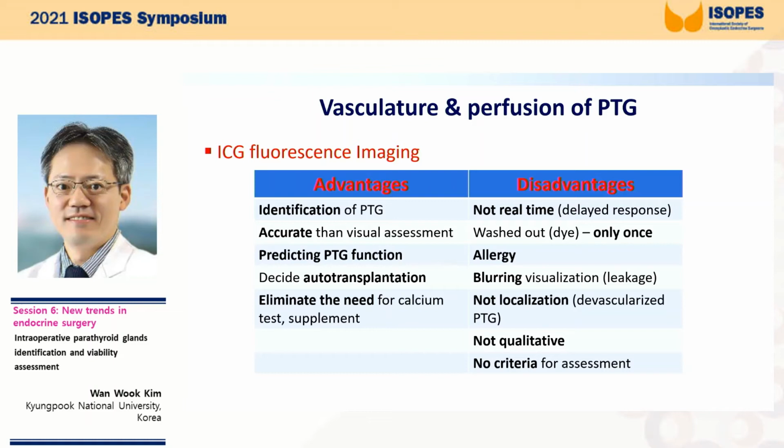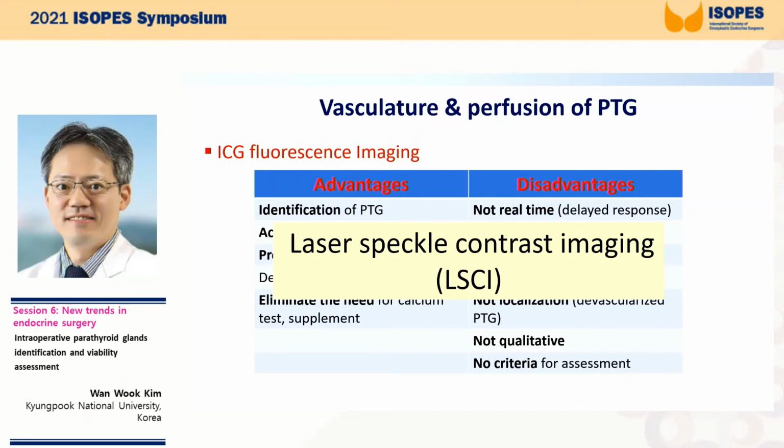When bleeding occurs during surgery, there is a high chance of ICG being leaked and leading to blurred visualization. And if the parathyroid glands are devascularized, the dye cannot reach the parathyroid gland through the vessels. It is not quantitative. There is no criteria for partial or poor perfusion, and it could be ambiguous. Laser spectral contrast imaging can compensate for these shortcomings.